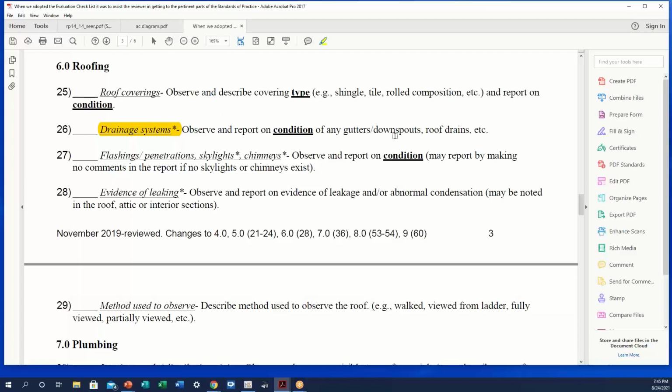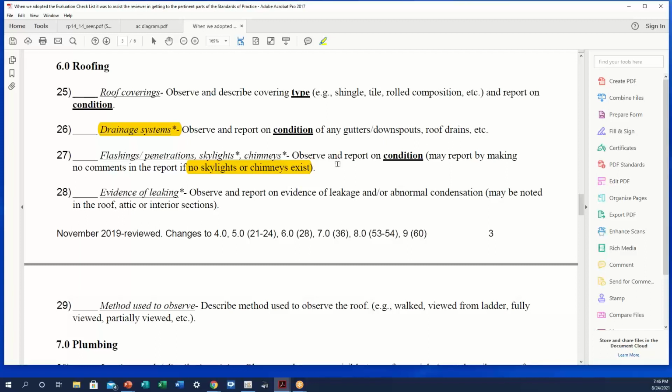I don't tell them how to do it because I'm telling you, if there's a problem later due to settlement, you're toast. Okay, flashings, penetrations, skylights, and chimneys. Okay, how many of you report on that? So no comments to report if no skylights and chimneys exist. So you don't have to say, again, it used to be you had to say there's no skylights. This house has no chimney. So you don't have to say there are no skylights. But if there are skylights, you have to report that I didn't check the condition of the skylights because they're covered in sun cloth.